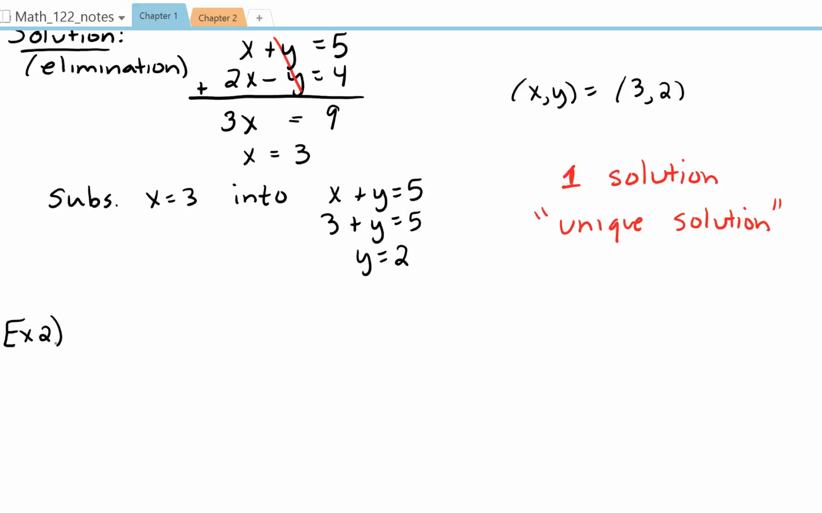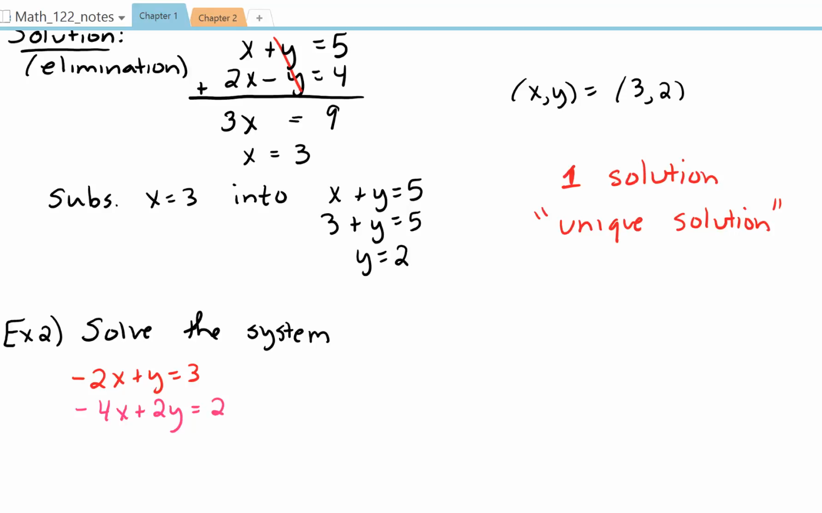So here's another example. We'll look at example 2. For this one, we want to look at another system of equations. We'll solve the system. And in this scenario, we've got two equations. We've got negative 2x plus y equals 3. And another equation here, we have negative 4x plus 2y equals 3.